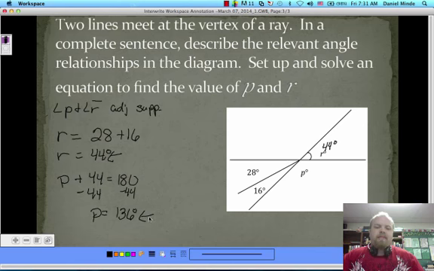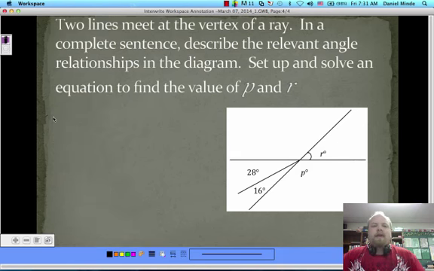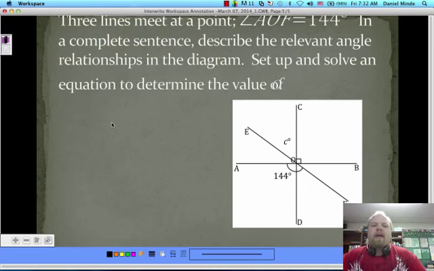So far, pretty easy. Let's look at the next problem. Okay, it says 3 lines meet at a point. Angle AOF equals 144 degrees. So this angle right here, AOF, equals 144 degrees. In a complete sentence, describe the relevant angle relationships in the diagram. Set up and solve an equation. Well, there's a ton of them.